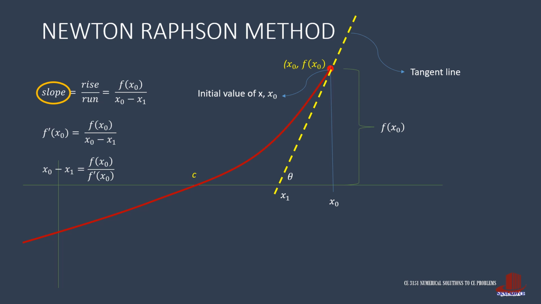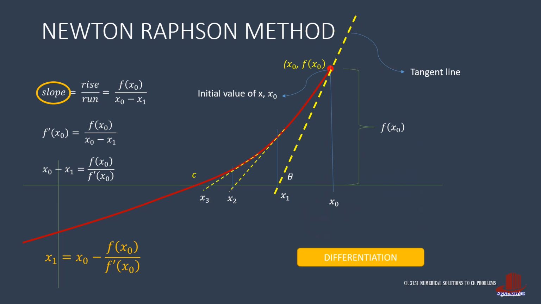Since we are looking for x1, transpose terms to have x1 equal to x naught less the function of x naught upon f prime of x naught. So in a nutshell, the procedure of Newton Raphson is through differentiation.